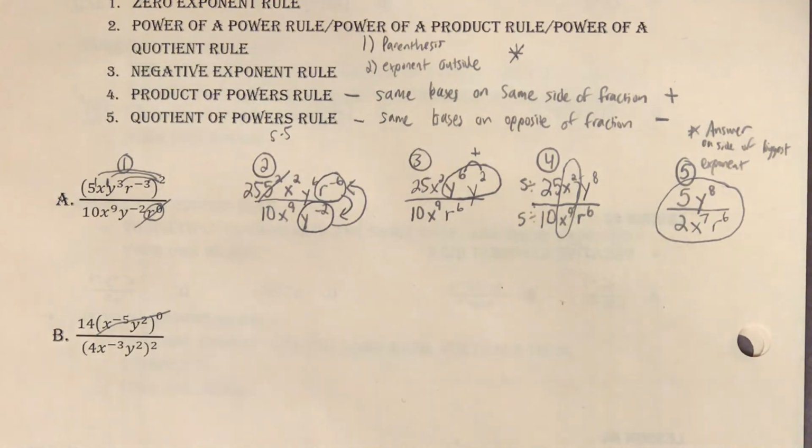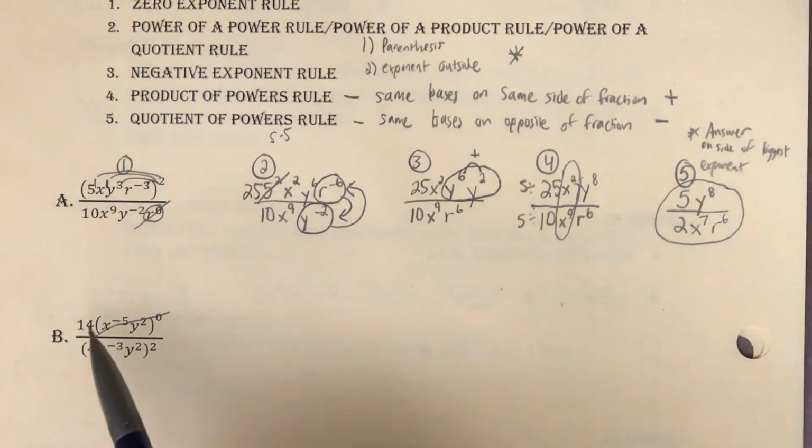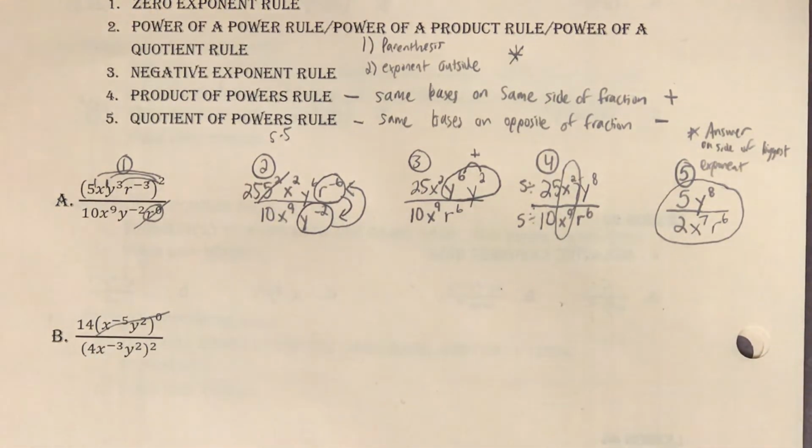So the next thing I need to do is go on to the second one, which is the power rules. Again, remember, indicators of power rules are parentheses with an exponent on the outside. Well, I know on the top that I don't have that because all I have left is the 14, but I do see parentheses with an exponent outside of it on the bottom, so I need to use the power rule.